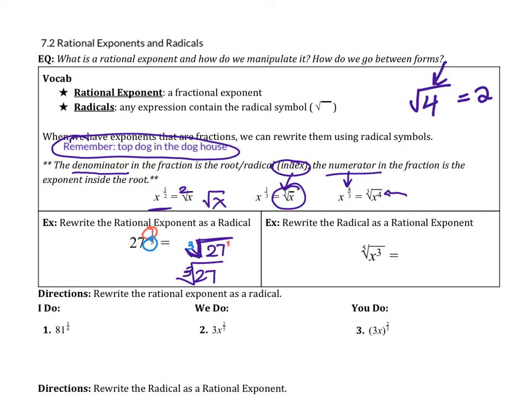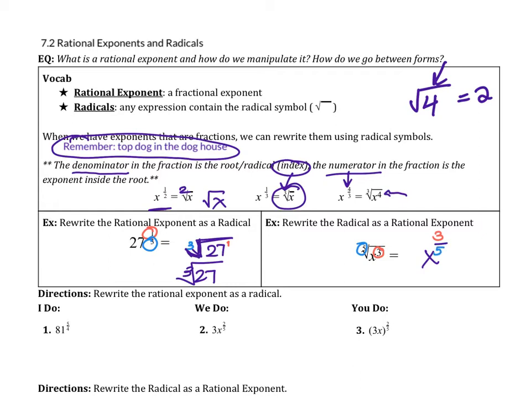Now let's work backwards. Let's start with the radical and write the rational exponent. I know my big number is going to be x, and I'm going to have a fractional exponent because I see this little index number on the outside of my root, and I see this exponent with my x on the inside of the radical. So top dog in the doghouse: the top number of my fraction is the number inside the doghouse, which is 3. The index is going to be my bottom number.